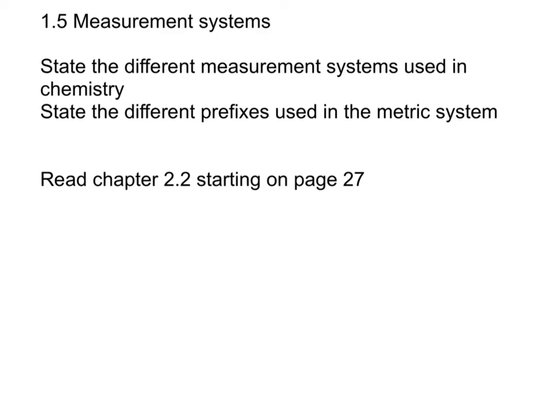So this is lesson 1.5, measurement systems, and our first objective here is to state the different measurement systems used in chemistry. And we're going to state the different prefixes used in the metric system. So you're going to want to read chapter 2, section 2.2, which begins on page 27 in your reading packet to go along with the information we present to you.